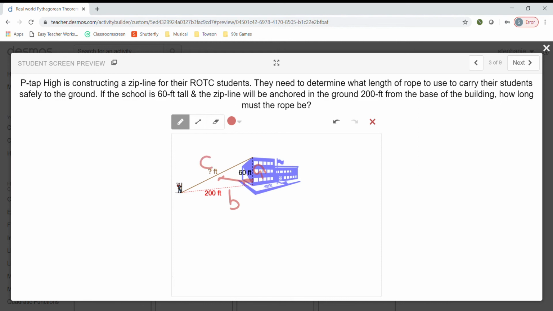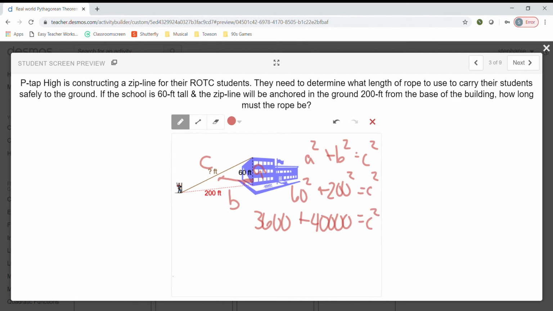So remember, we have A squared plus B squared equals C squared. So A we just said was 60, and B is 200, and we don't know C. So 60 squared is 3,600. 200 squared is 40,000 equals C squared. Remember, you can use a calculator. Definitely when you're doing your square roots, you will need to use a calculator.